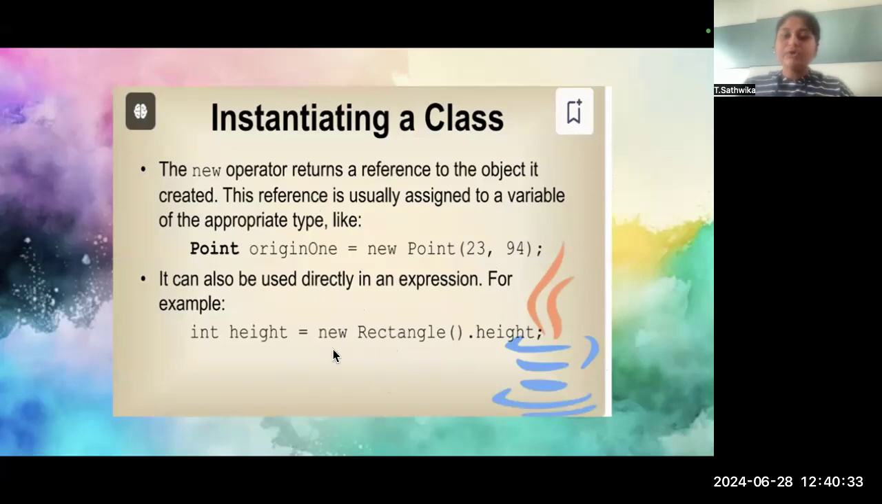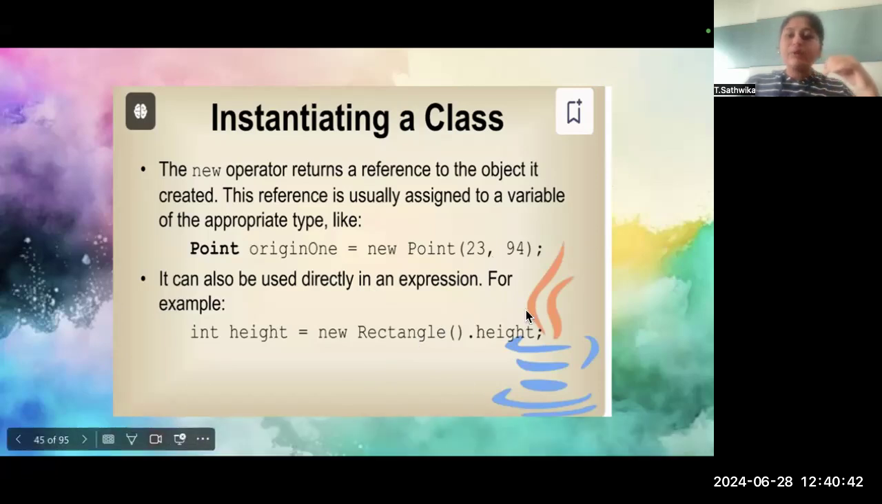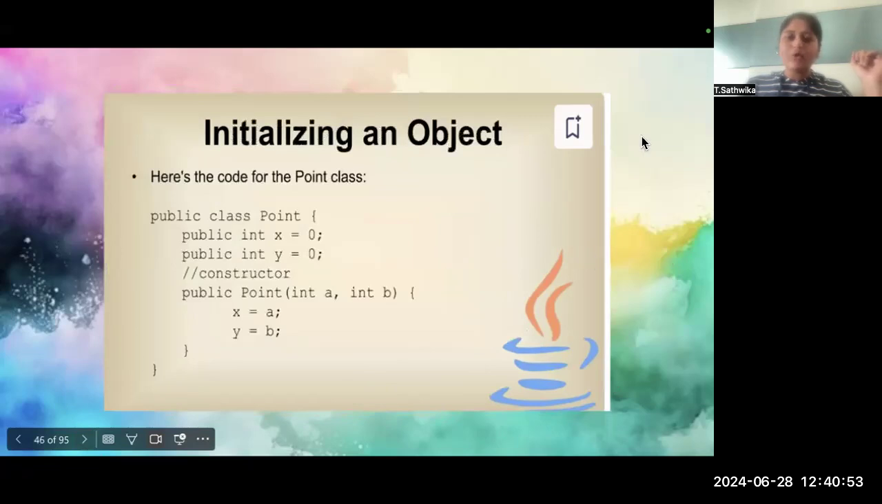So using this new operator, now we are instantiating the shape rectangle, and we are assigning a variable called height to it. So this is nothing but instantiating a class. Now let's have a look at initializing an object.